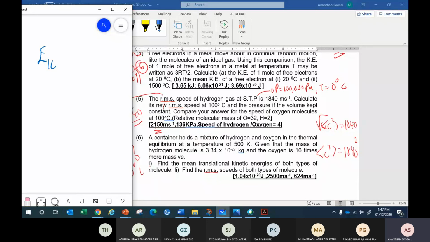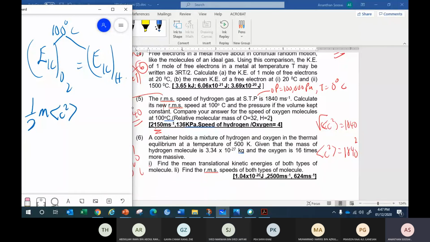The kinetic energy of the oxygen must be the same as the kinetic energy of hydrogen, correct? Both must have the same kinetic energy because both are exposed to the same temperature, 100 degrees Celsius. If both gases are at the same temperature, they must have the same kinetic energy. That's the final conclusion of this topic, right? So half m c squared of oxygen should equal half m c squared of hydrogen. Those who got the first point, good. The kinetic energy of both gases is the same because they are exposed to the same temperature.